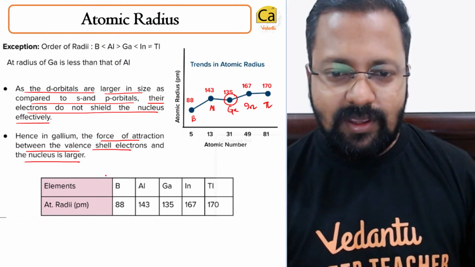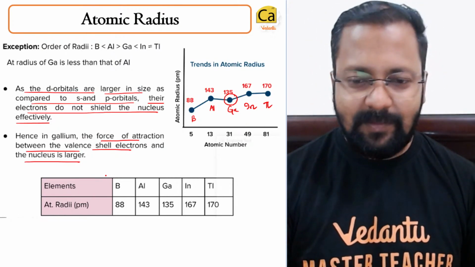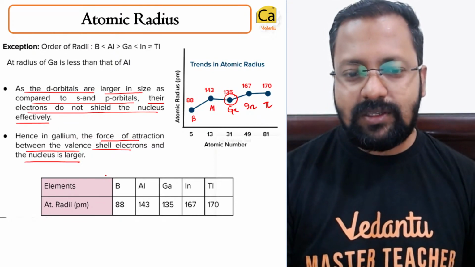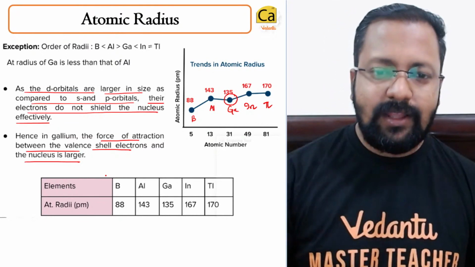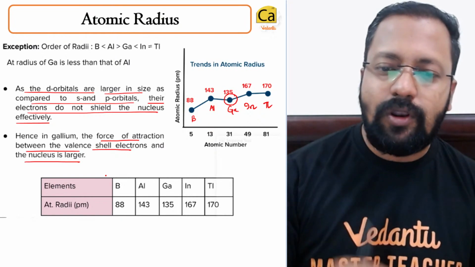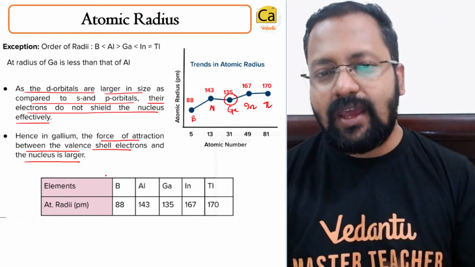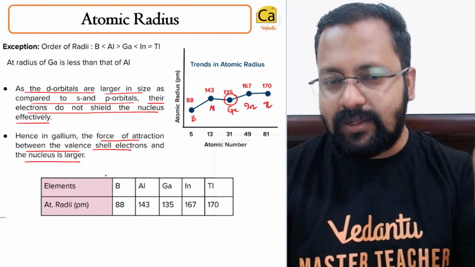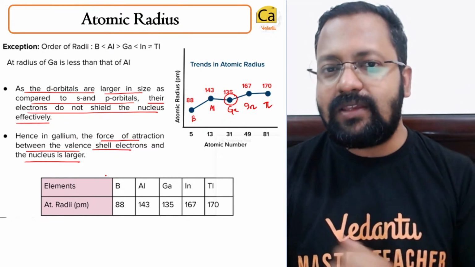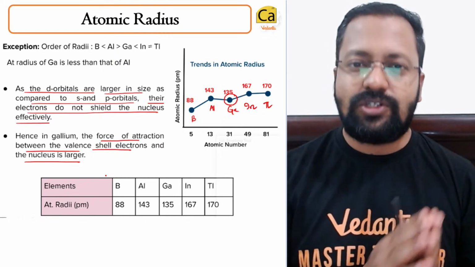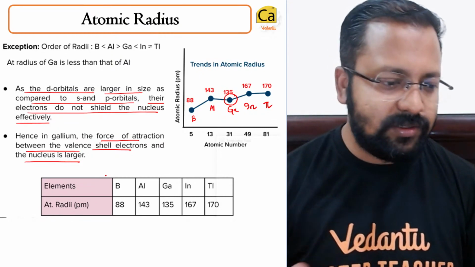Clear? Please tell me a yes in the comment section if you have understood this, that why gallium is becoming smaller, because गैलियम के पहले there comes zinc, and zinc has d orbitals. D orbitals contain certain electrons. These electrons will improperly shield the nuclear charge.